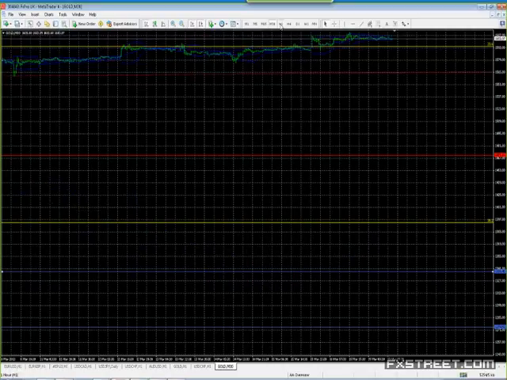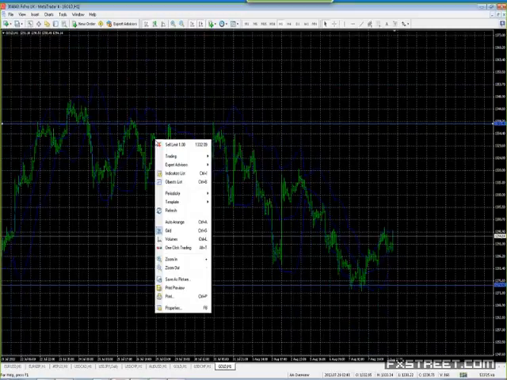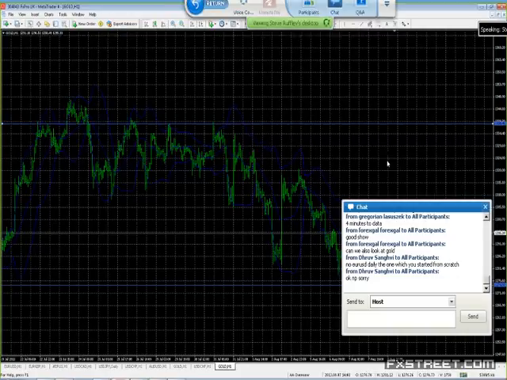It doesn't look quite as nice with the bars, does it? How do we change them to candles? I don't know how we do that. Anyway, it doesn't make any difference. It's the same data.